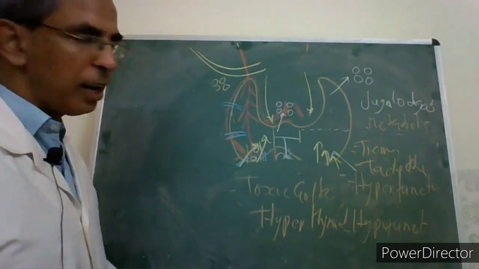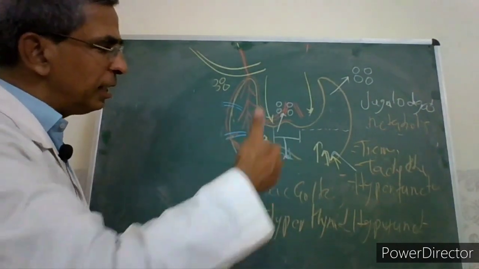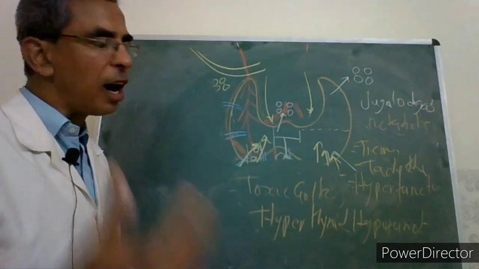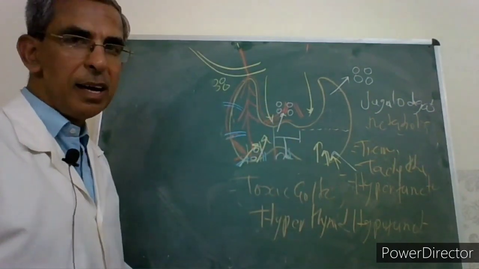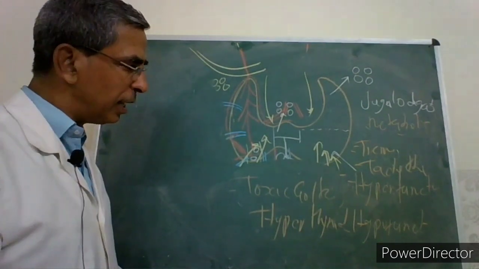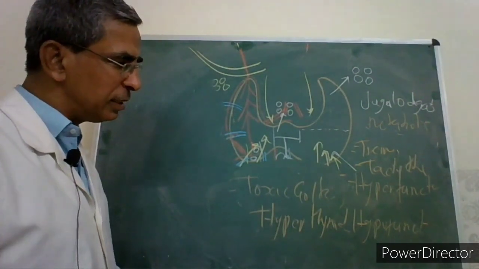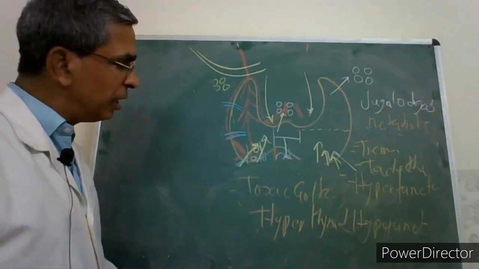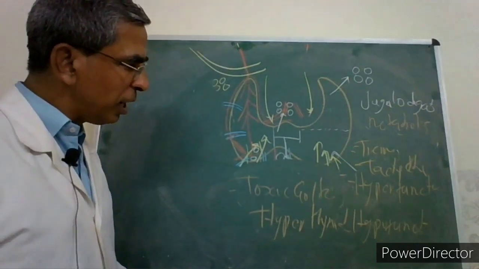Now hypothyroidism means there is a decreased level of thyroid hormone, in which myxedema and cretinism occur. Myxedema means swelling of the feet occurs. So this is the response to hypothyroidism.